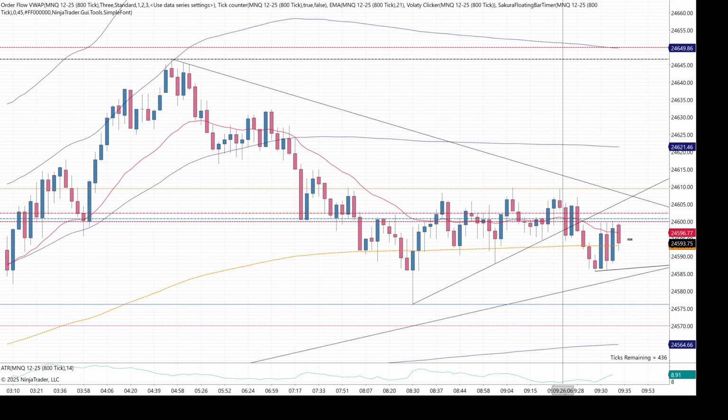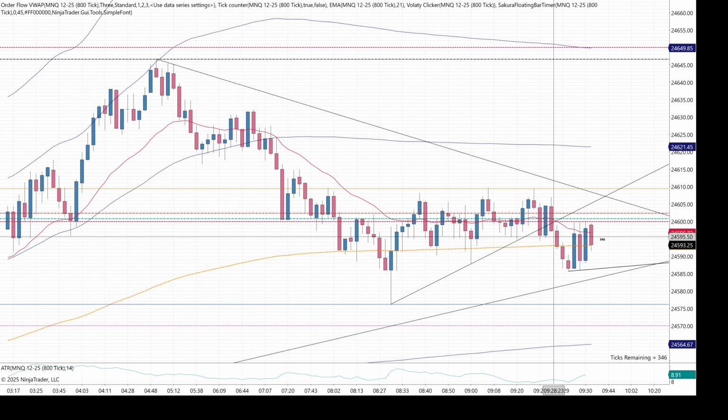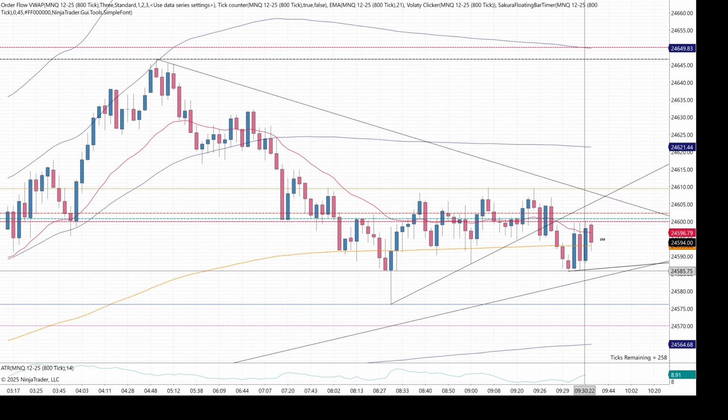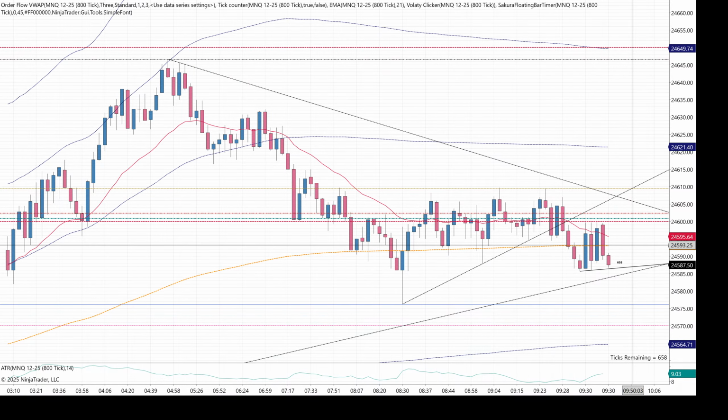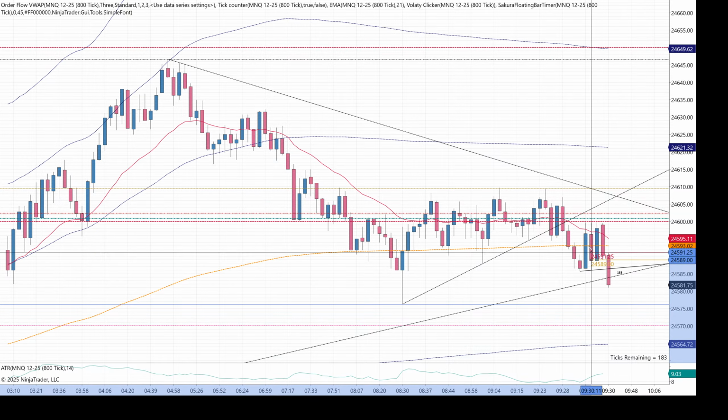All right, I think I'm just probably not gonna take any trades in this zone right now. It's kind of a tight zone. Okay, this did trigger lower, but I'm gonna track it, but I'm not gonna take it.